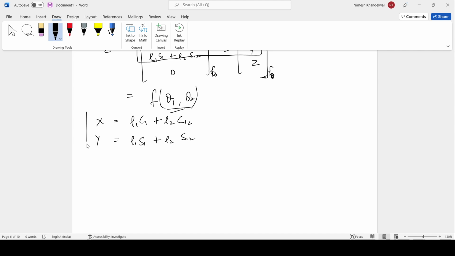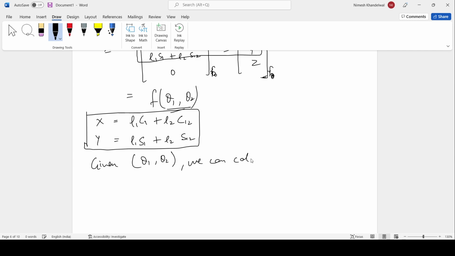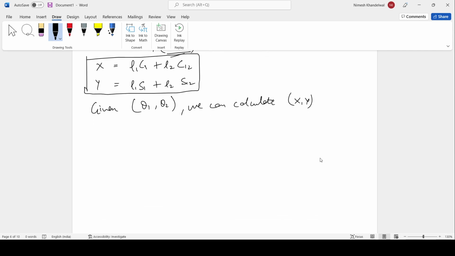Okay, so using this mapping, given any set of values theta 1, theta 2, we can calculate x and y. So this is actually what forward kinematics for serial manipulators with fixed base is.